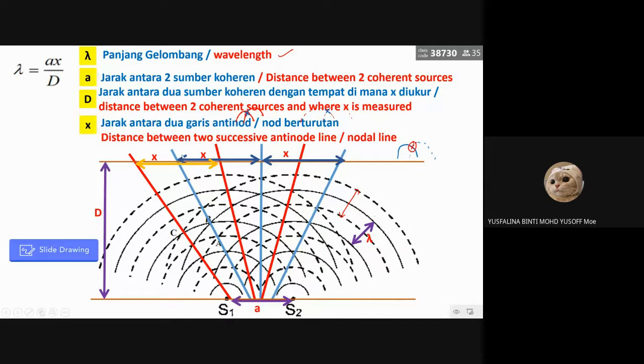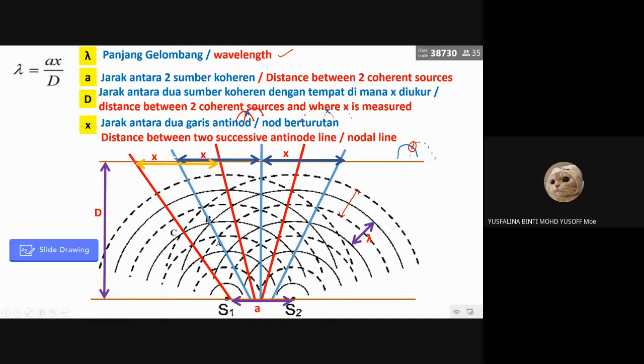So from an anti-nodal line to another anti-nodal line, we call it X2. They must go from constructive to constructive, or destructive to destructive, right? So that is the X. This one is the destructive interference, and they call it a nodal line. And from one nodal line to another nodal line, this is called X.